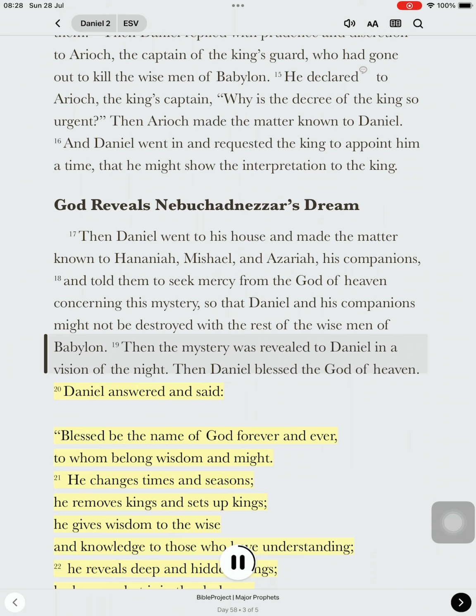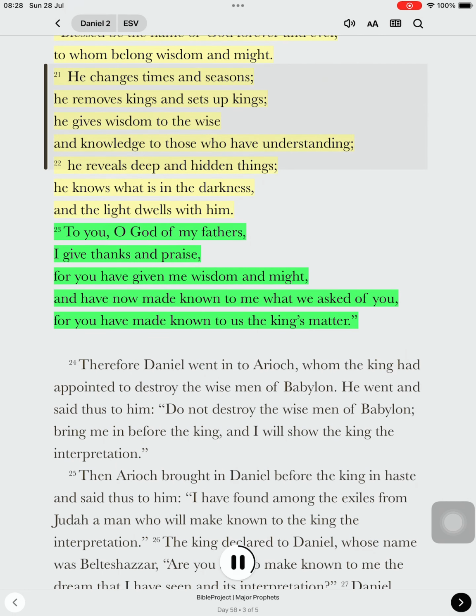Then Daniel blessed the God of heaven. Daniel answered and said, "Blessed be the name of God forever and ever, to whom belong wisdom and might. He changes times and seasons. He removes kings and sets up kings. He gives wisdom to the wise, and knowledge to those who have understanding. He reveals deep and hidden things. He knows what is in the darkness, and the light dwells with him.